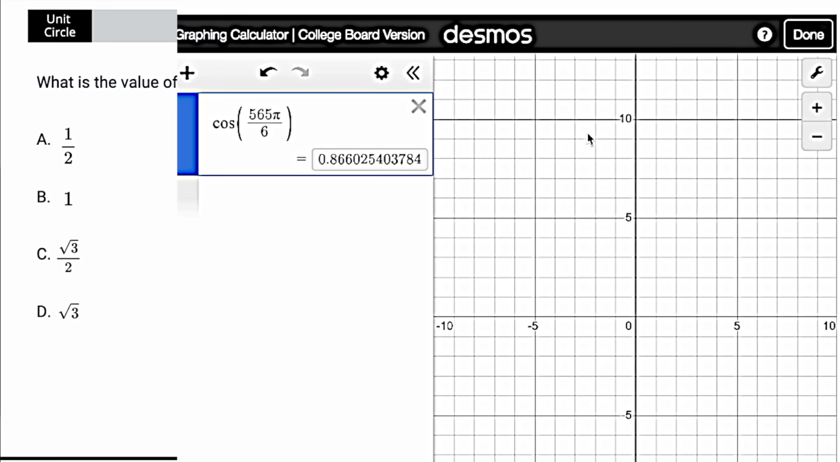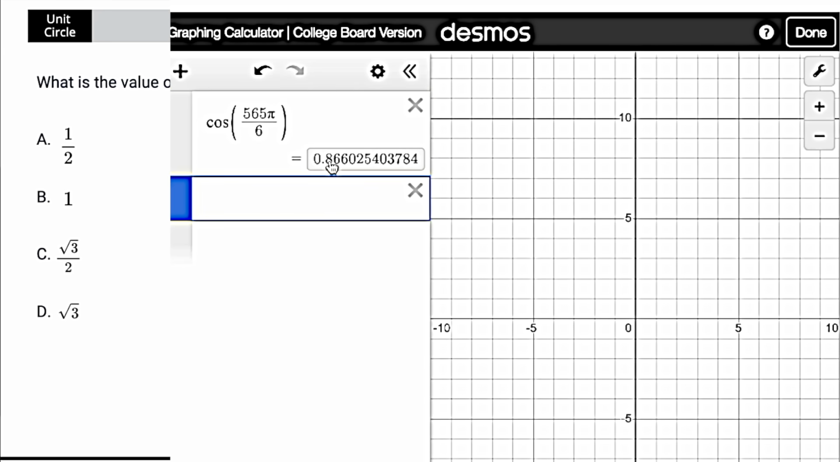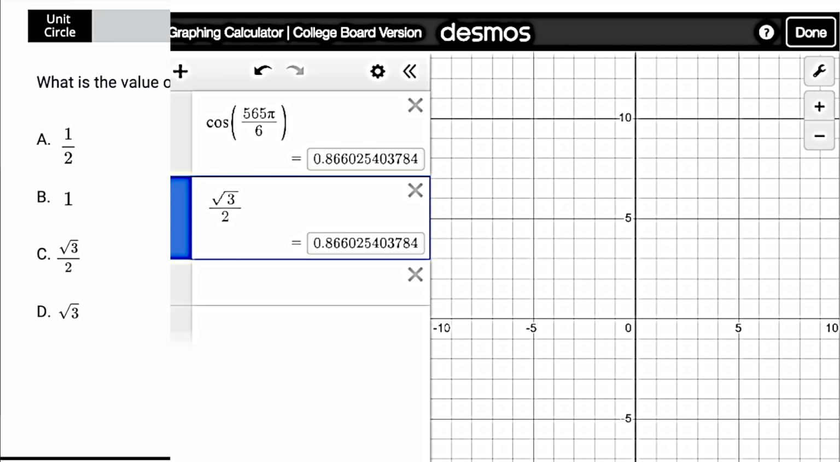And obviously we're gonna skip A and B since those would never end up being such a ridiculous decimal. Let's look at choice C. SQRT for square root, 3 all over 2. And look, it's a match. So our answer is going to be choice C.